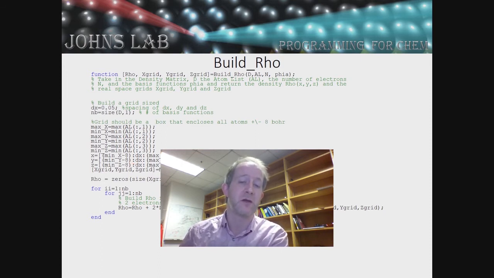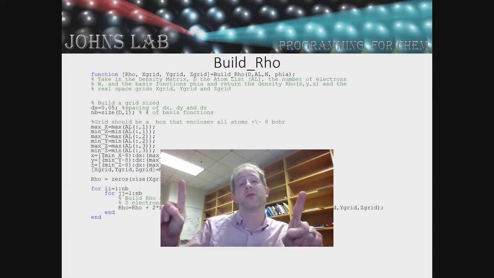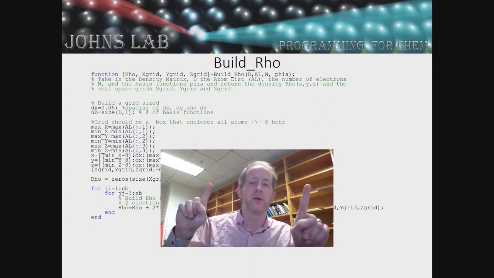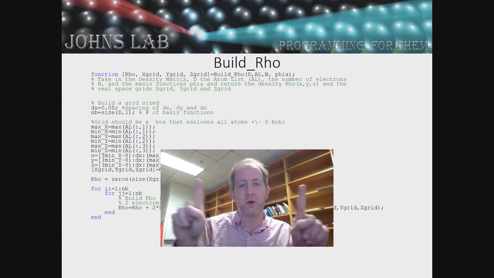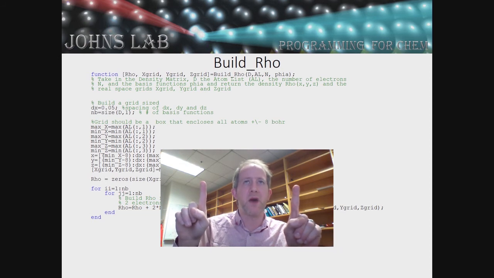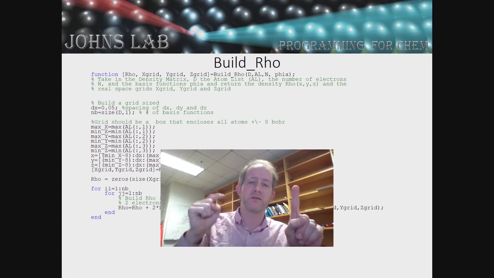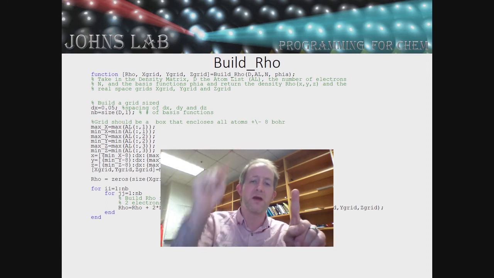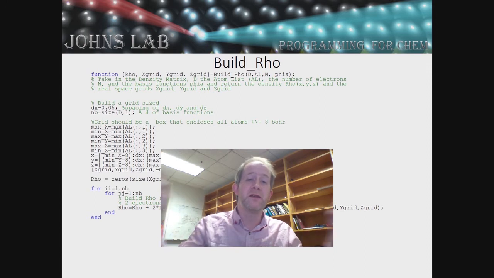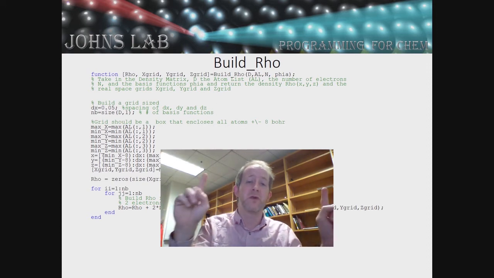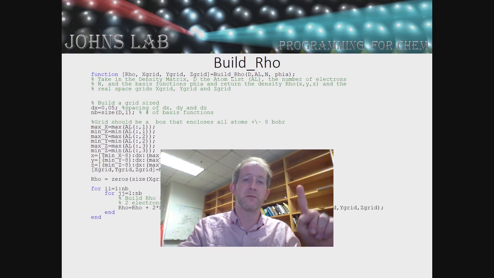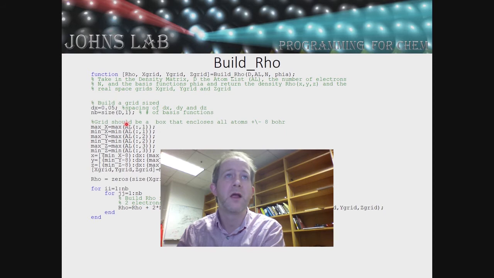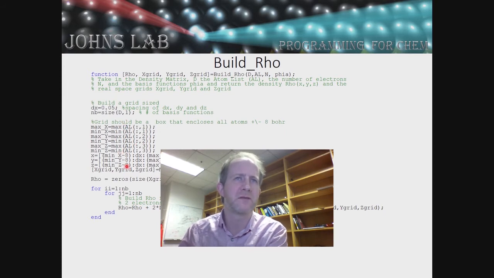So if our atoms are at 0 0 1 and 0 0 minus 1, they're 2 Bohr apart in the z direction. Then our box is going to be 16 Bohr in x, 16 Bohr in y, and then 18 Bohr in z. Right? So that's plus 8 on the right, plus 8 on the left, and then the 2 in between. So that's all we're doing here, is setting up that box.